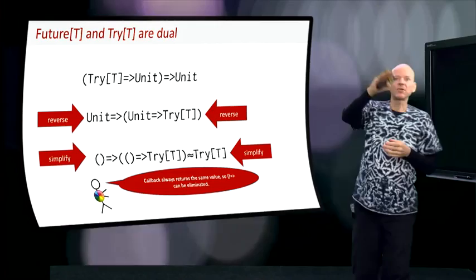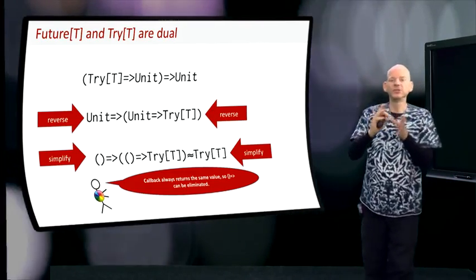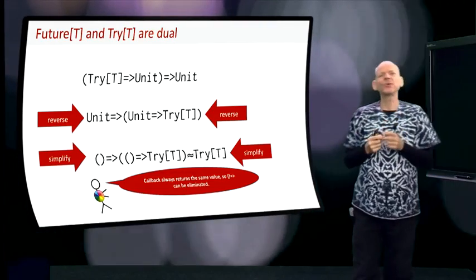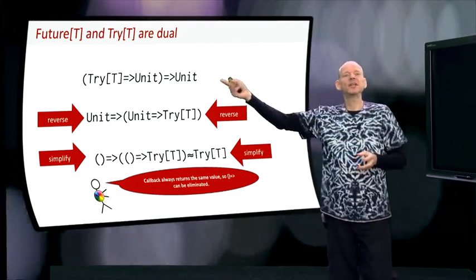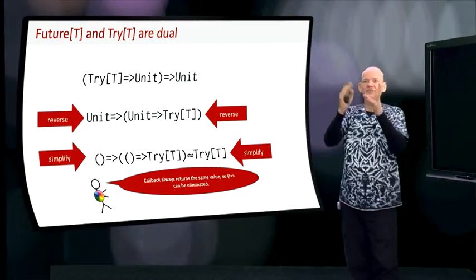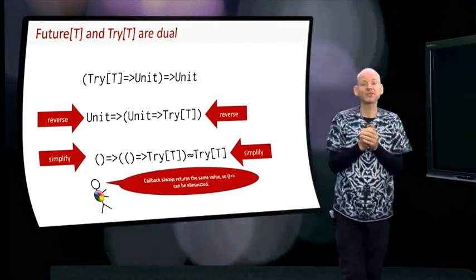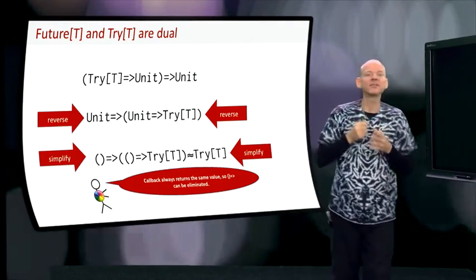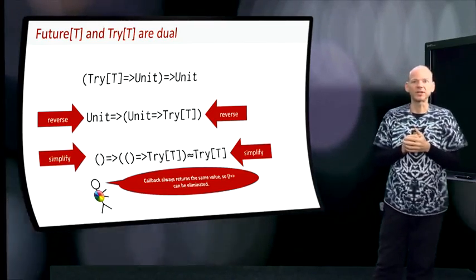So try to unit becomes unit arrow try of t. Now this is a kind of a little bit weird thing in Scala, that when you return unit here, you might also say we are going to change that on the left hand side into the empty tuple, because there's no value of type unit that you can pass as a parameter. Okay, so we're kind of cleaning this up a little bit.